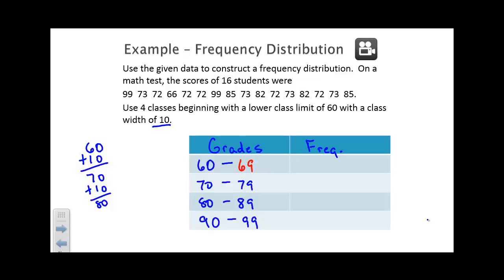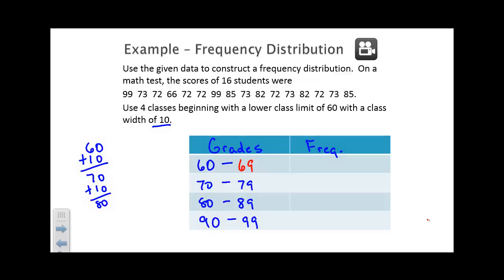Okay, so now the frequencies. We need to know how many of these values are going to go into that class that's 60 to 69. How many go in that class that's 70 to 79? That's the frequency. So I'm going to go through and count them. And I have found that the best thing to do as I'm counting them is to mark them out.